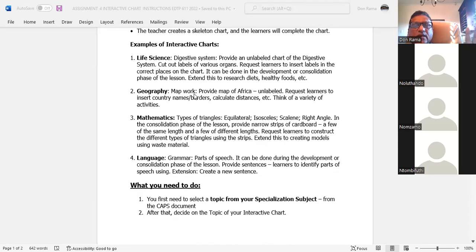That's an example. In geography, you can do map work. You can provide the map of Africa unlabeled, and then you can put in the countries of Africa in the map when you are teaching. And then you can ask them, and there's a number of activities that you can do. You can calculate distances. There's so many different activities. Where are the border posts? What river separates them? There's so many activities that you can do using a geography interactive chart.